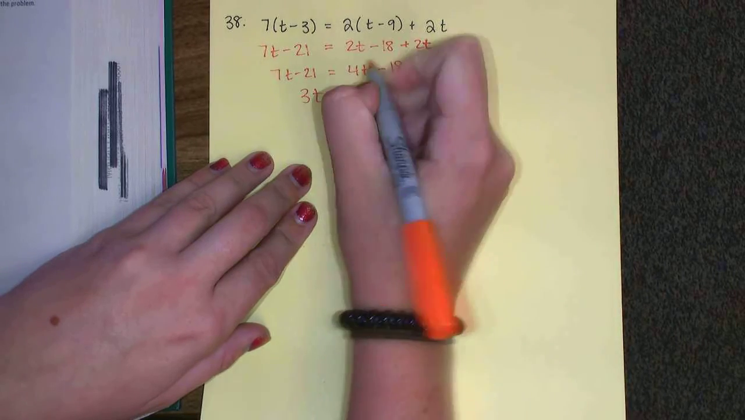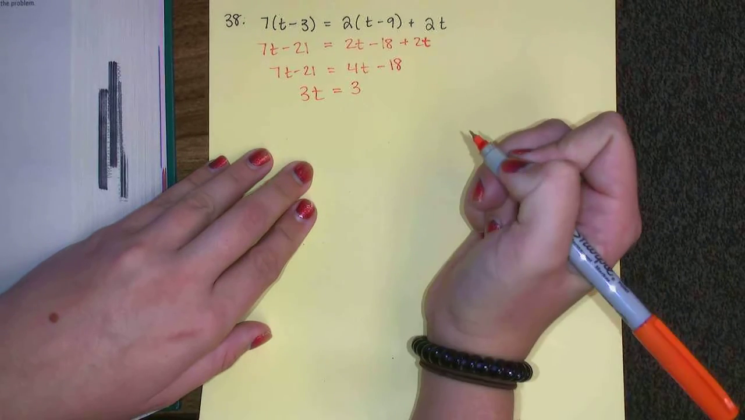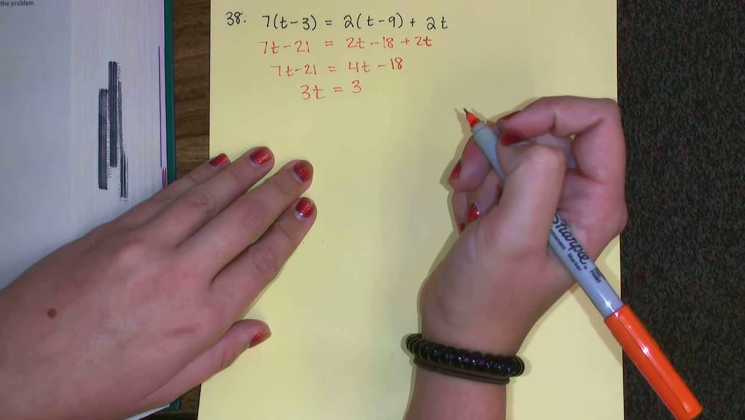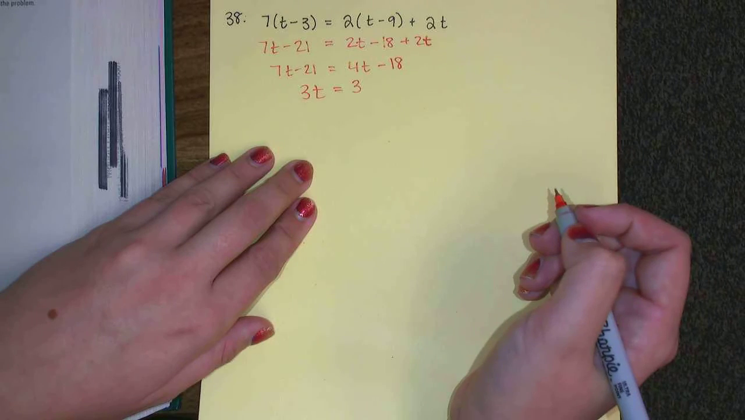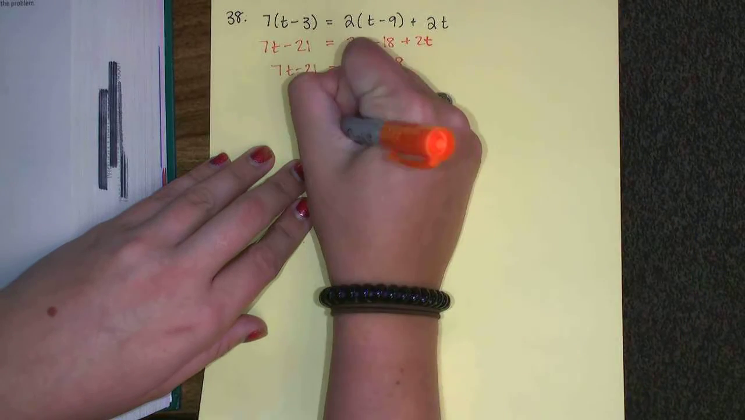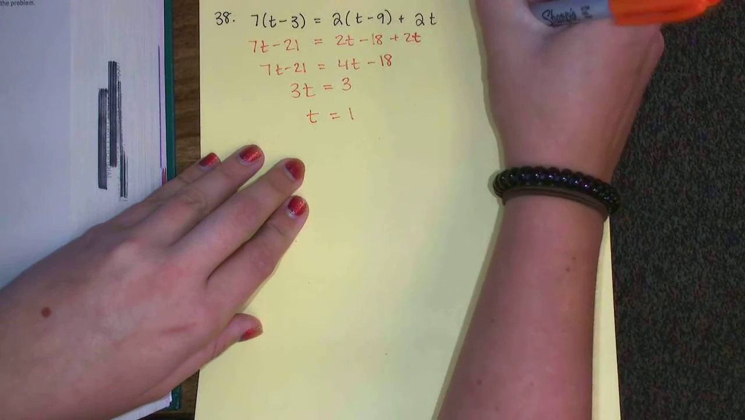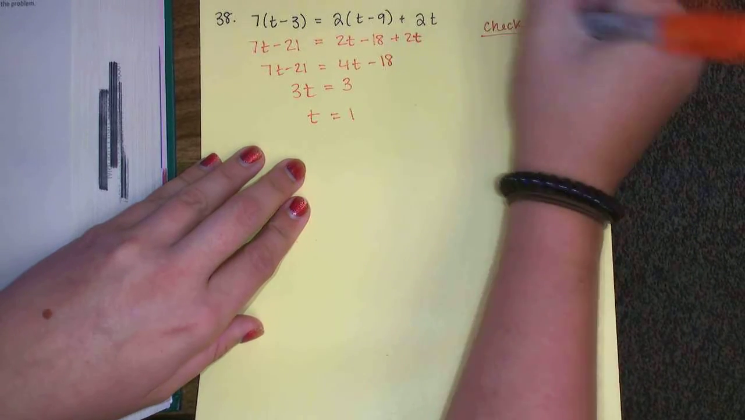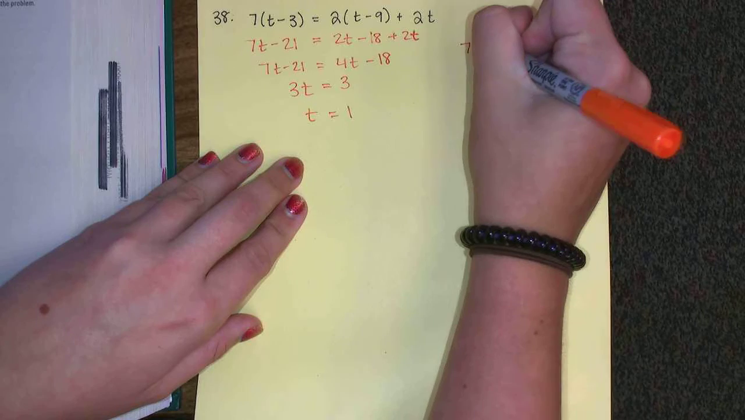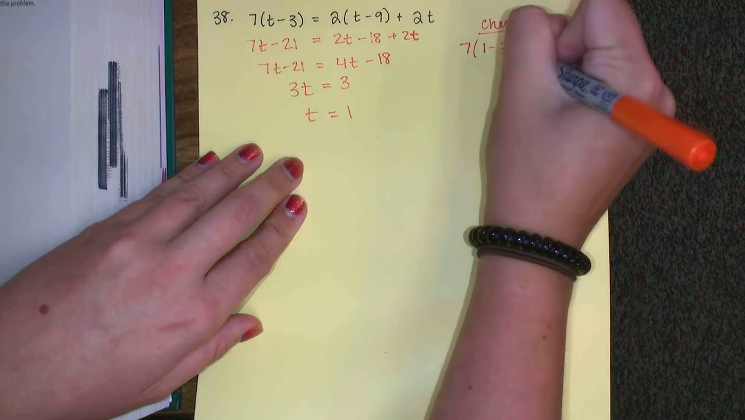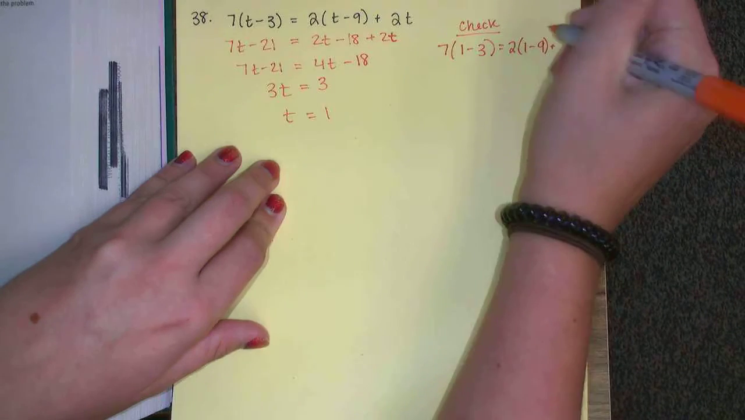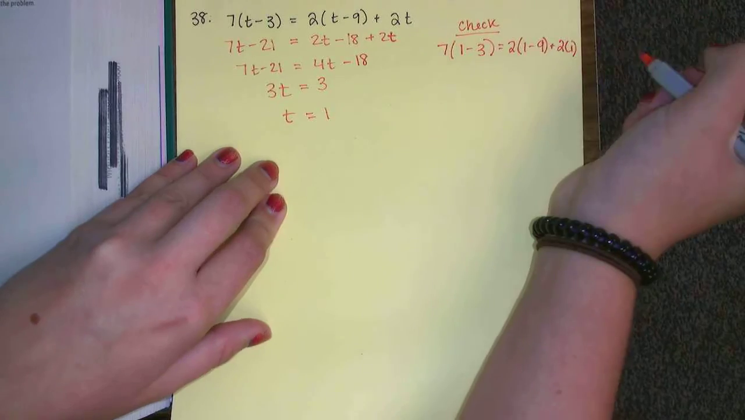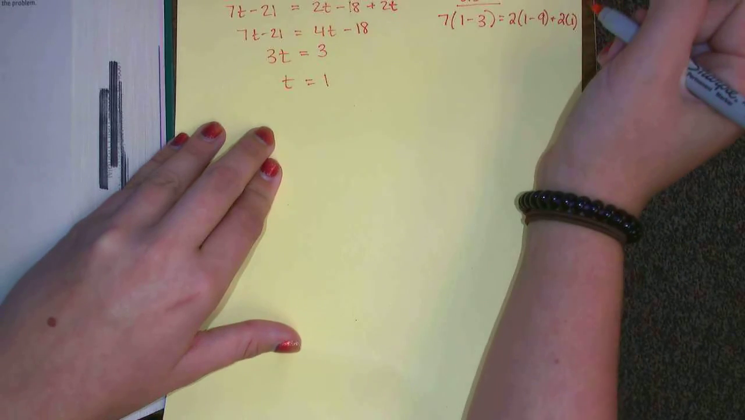3t is equal to 3. So I have a little curly tail on mine, kind of. All right, then t is equal to 1, and then we check. So I have 7 times 1 minus 3 is equal to 2 times 1 minus 9 plus 2 times 1. Can't see that with the number.